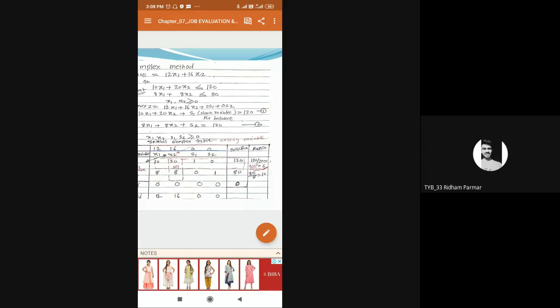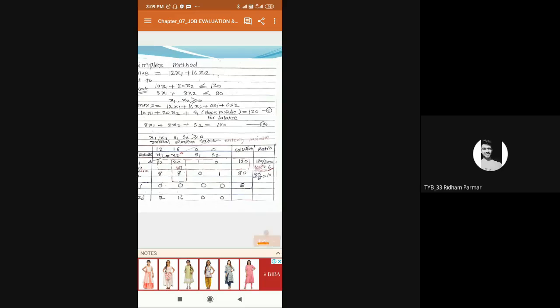The key column and key row there are 10, 20, 1, 0, 1, 20, like this. Okay, so this is the selection method of key element, key column, and key row.